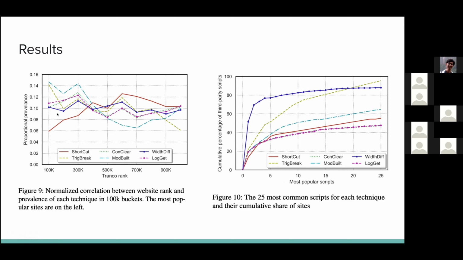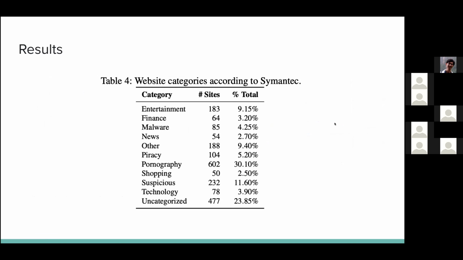So they noticed that the more popular websites had more techniques on them, and they also analyzed what proportion of the websites were caused by the same script. For example, the most popular scripts contributed to about 80% of the occurrences. Then there's also some categorization of the websites.